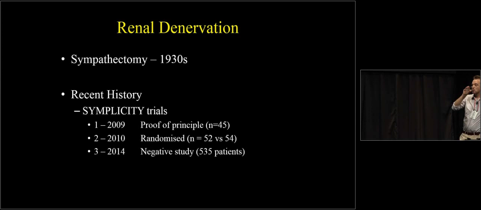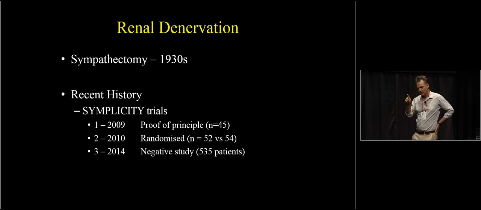The first one to use those radio frequency ablators was in 2009. That's the Simplicity trial. And that was just a very basic safety trial where they did it in about 45 people, and they ablated their renal nerves, did some office blood pressures at baseline and at 6 months, and it wasn't placebo controlled, and it showed dramatic benefits.